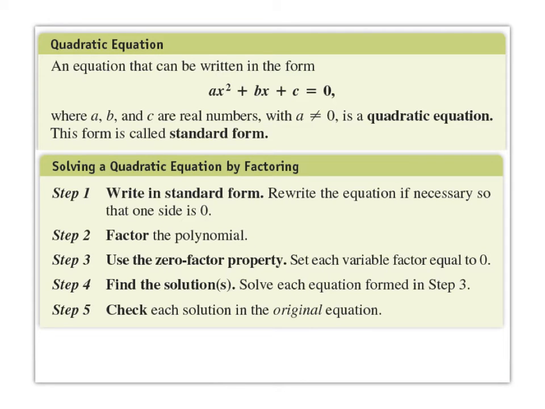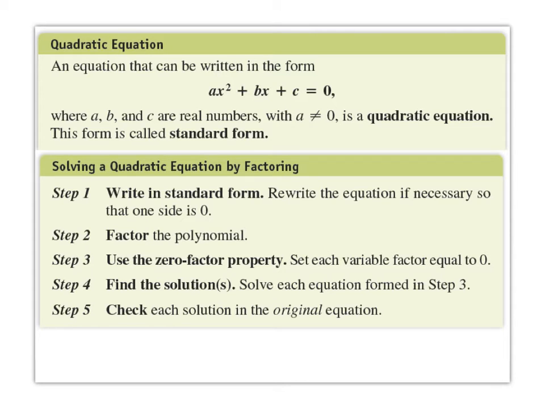Now, a quadratic equation can be written in the form of ax squared plus bx plus c equals 0, where a, b, and c are real numbers and a does not equal 0. We call this a quadratic equation in standard form.